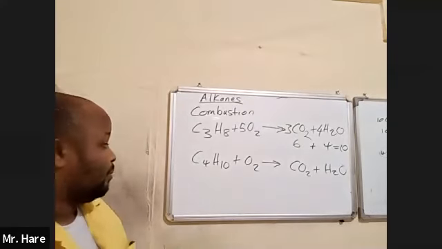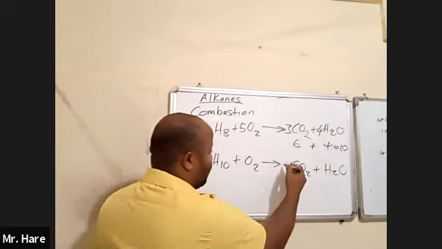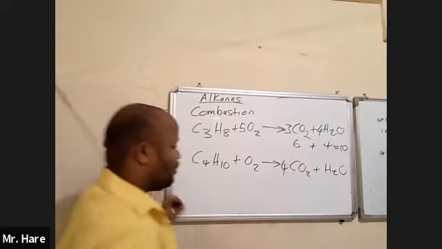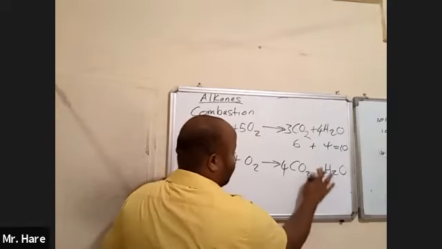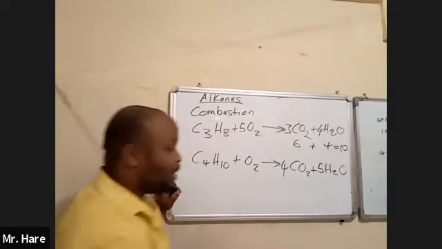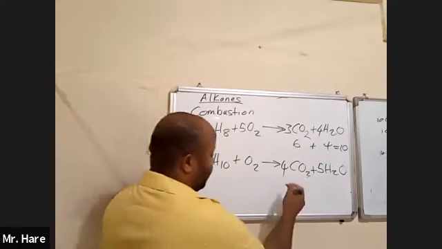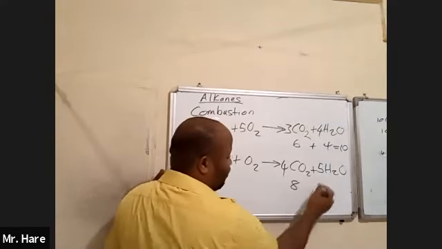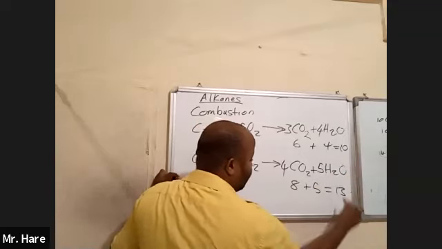Right, so we need 4 carbons here. We have 10 hydrogen here. 2 hydrogen is in water, 2 times 5, that is 10. 4 twos, 8 oxygen. 5 ones, 5 oxygen. 8 and 5 is 13.